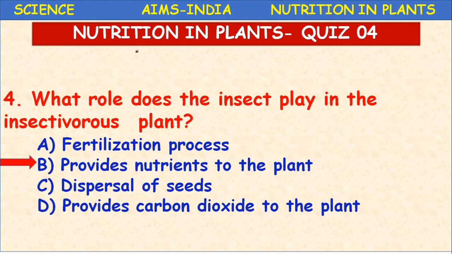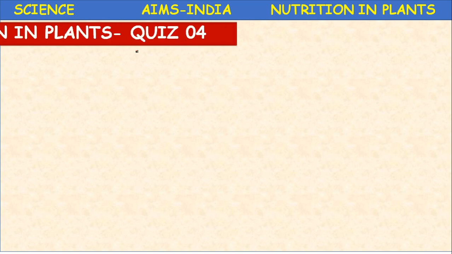Which nutrient mainly? Nitrogen. Where is the nitrogen present in the insect? Proteins are the nutrients which are made up of nitrogen. So the sap present in the insects is absorbed by the plant, they digest that insect and absorb the nutrient. So the proteins containing nitrogen are useful for the plant for synthesizing proteins again. Okay. Next question.